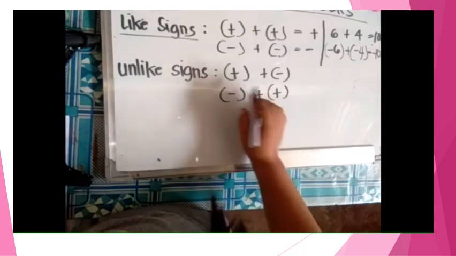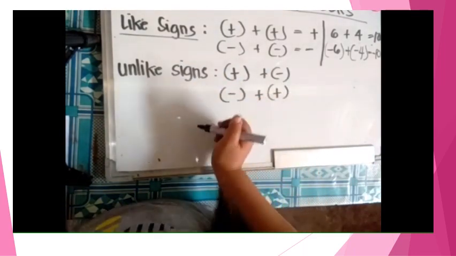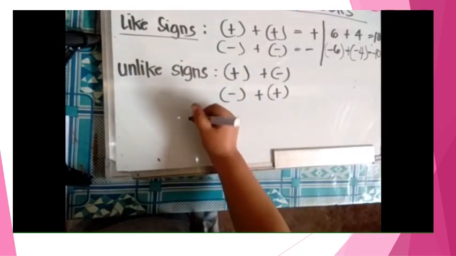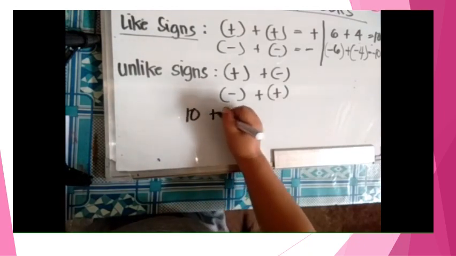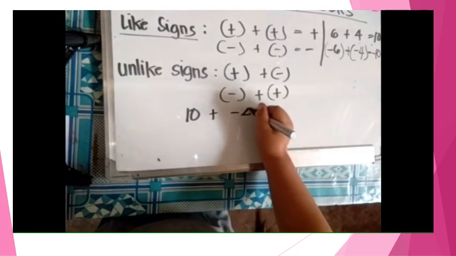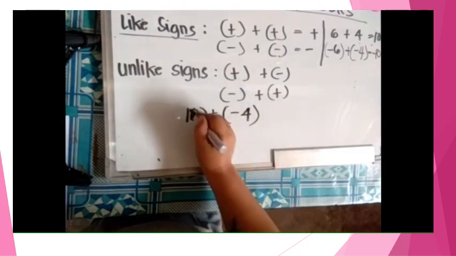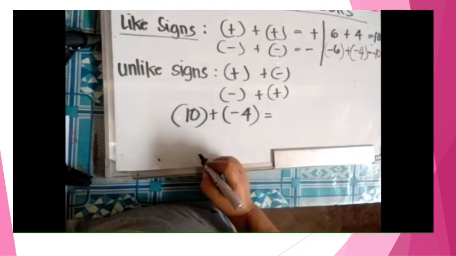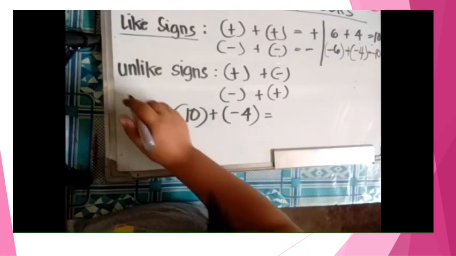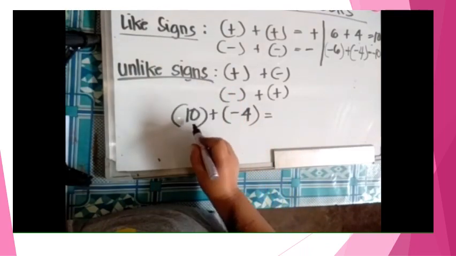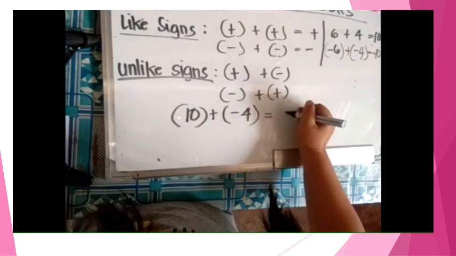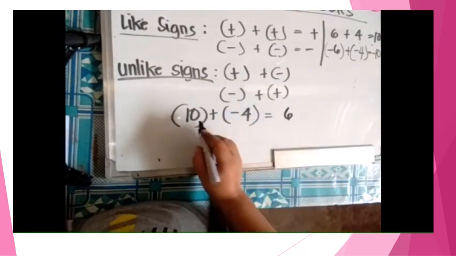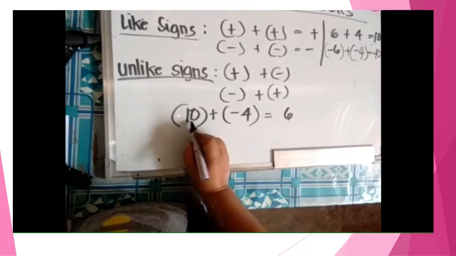and use the sign of the integer with a greater absolute value. For example, positive and negative, imong i-plus. So, we have positive 10 plus negative 4. Okay? I-enclose na sila. So, first buhaton kung unlike signs, kay atong i-subtract. So, ang difference, 10 minus 4, it is equal to 6.